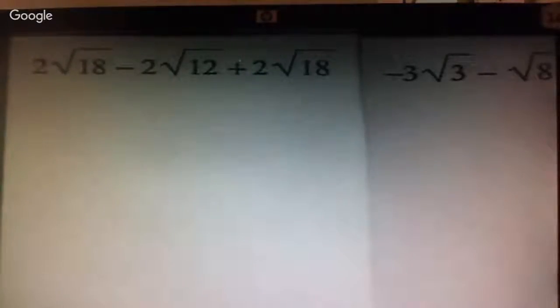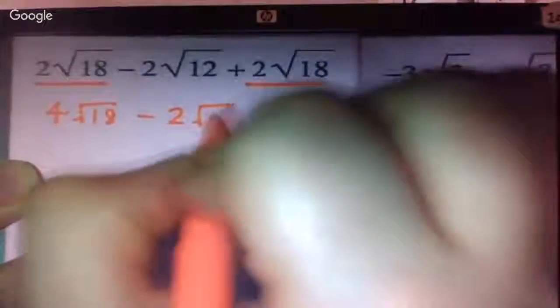Even though you've got the square root of 18 and the square root of 18, it still needs to be simplified. The square root of 18 can be broken down. I understand that you can combine them, and if you want to combine them first and then simplify, you can do that, but you still need to simplify it. So would you like me to combine first and then simplify? Yeah. Okay. So if we combine first and then simplify, this becomes 4 square roots of 18 minus 2 square roots of 12.